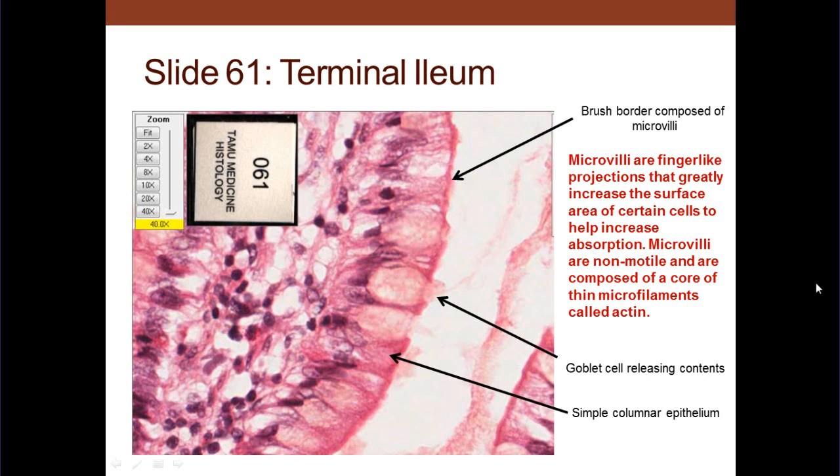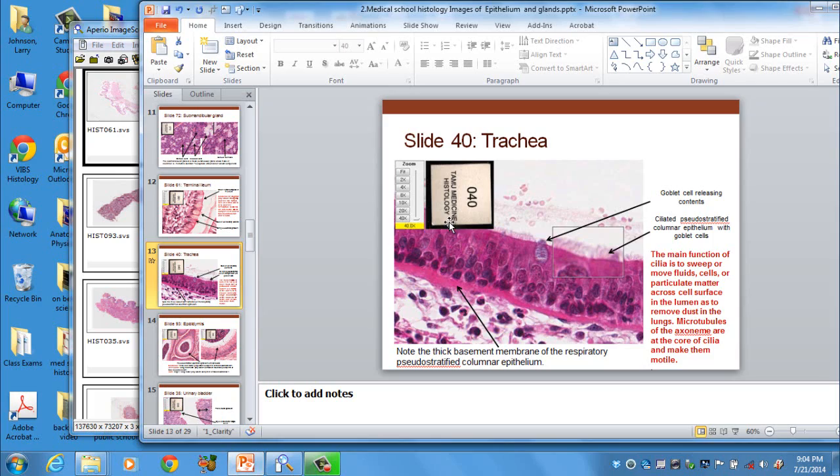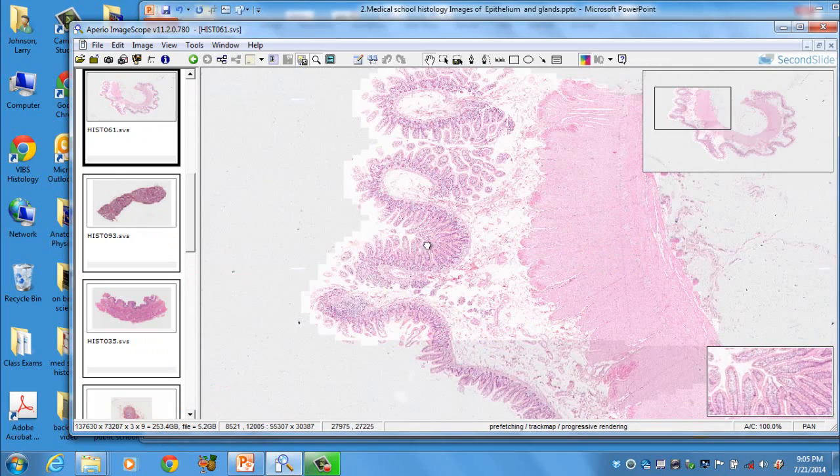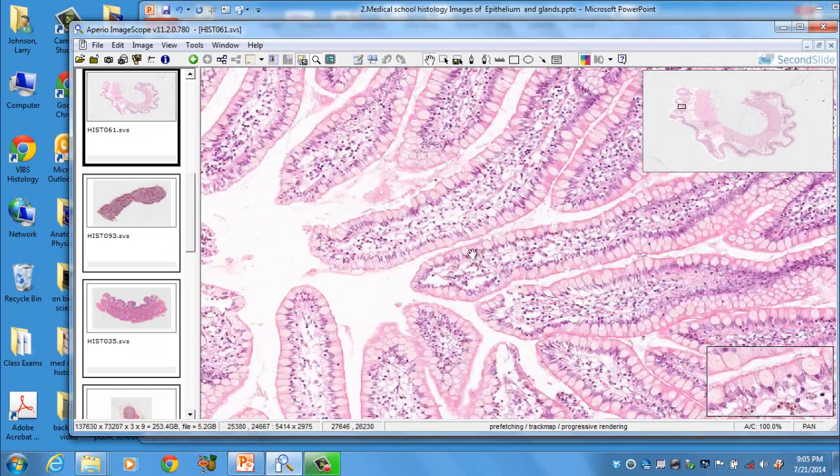Here on the terminal ileum, we see simple columnar epithelium. We see some goblet cells releasing their secretions. And we see the simple columnar epithelium of the secretory cells. And we see this flocculent material at the very end, which is the brush border, which is composed of microvilli, like finger-like projections that have actin filaments projecting off the surface of the cells.